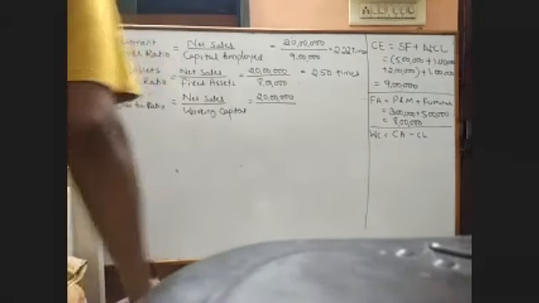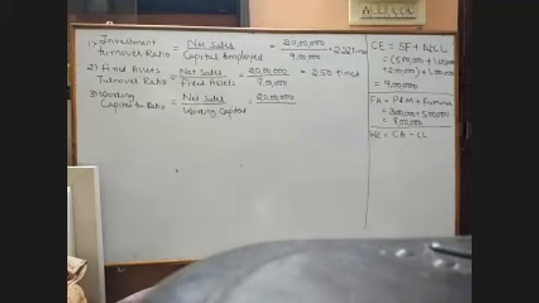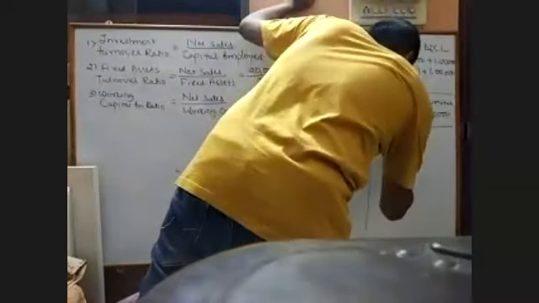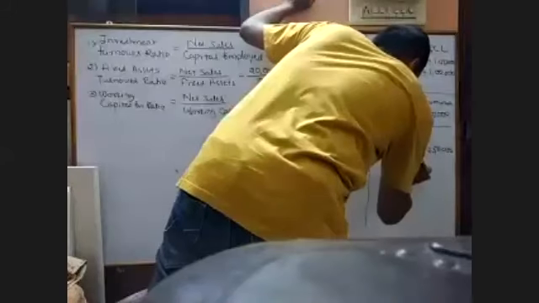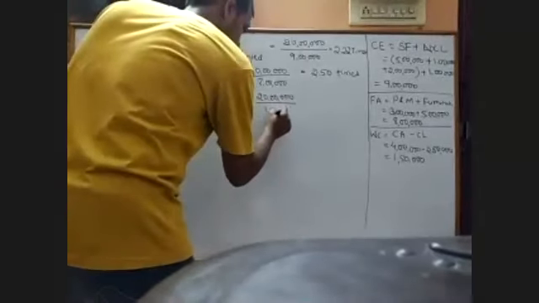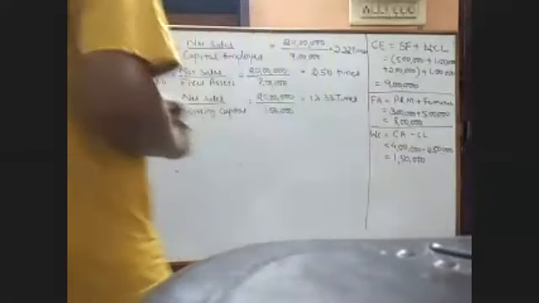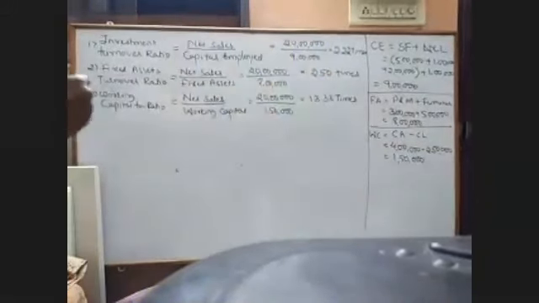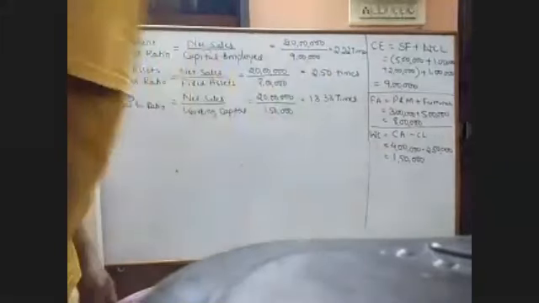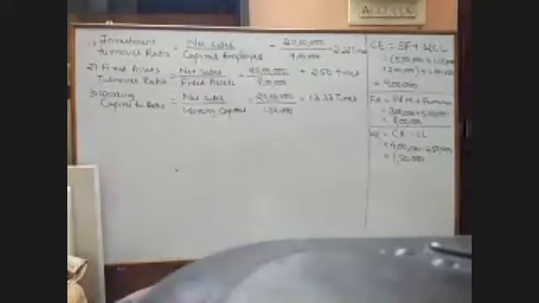Now, the current assets, which is given in the problem, 4 lakhs. Right, 4 lakh. And current liabilities? 2,50,000. So, working capital is 1,50,000. So, here also it should be 1,50,000. So, can somebody tell me what is the value? 13.33 times. Yes, sir.